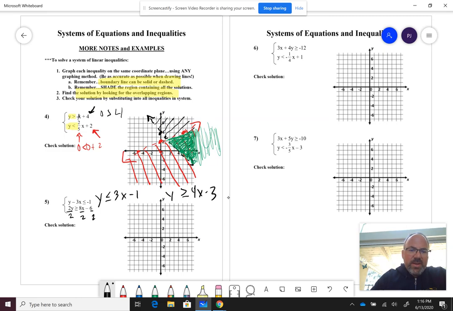So the first one, I have a y-intercept at -1. And then I have a slope of 3, or 3 over 1. So my rise over my run means go up 3, 1, 2, 3, to the right 1. Up 3, 1, 2, 3, to the right 1. You can keep going, but you kind of get the general idea. Now, is this one going to be a solid or a dashed line? That line underneath of the inequality tells me that it's going to be a solid line. So this is a solid line.